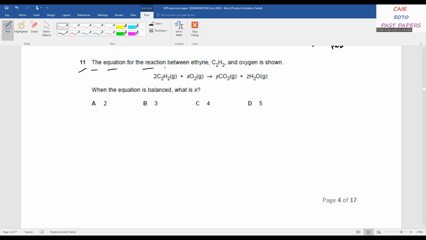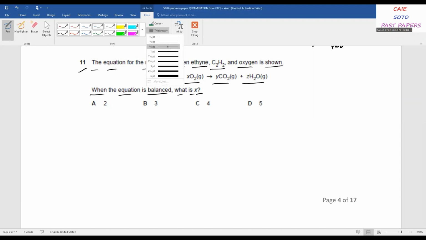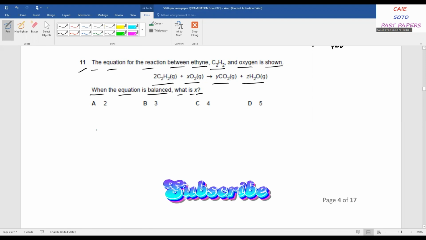The equation for the reaction between ethyne, C2H2, and oxygen is shown. 2C2H2, plus XO2, gives YCO2, plus ZH2O. When the equation is balanced, what is X? So what we will do, we will simply balance this reaction equation, then we'll get the correct balanced form of this equation. I'm writing the equation here.